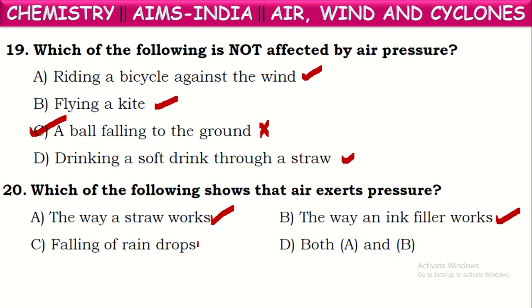Falling of a raindrop. In the falling of a raindrop, there is no effect of pressure. It directly comes to the surface. Okay. Now, only both A and B. In these two cases, we can show that air exerts pressure. These two activities are done because of the property of air that it exhibits pressure.